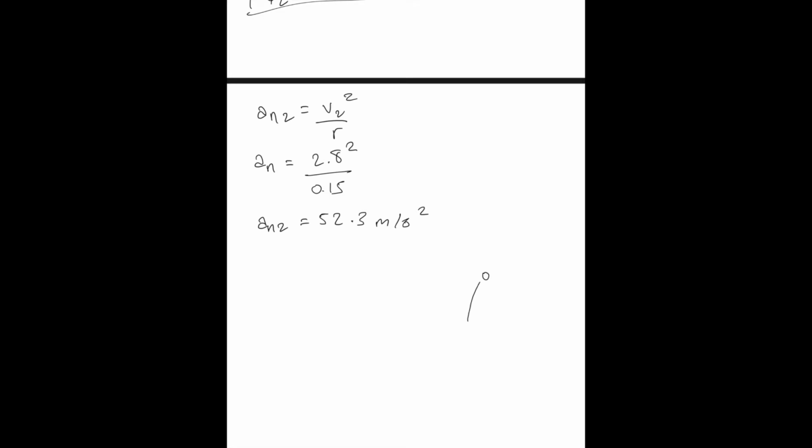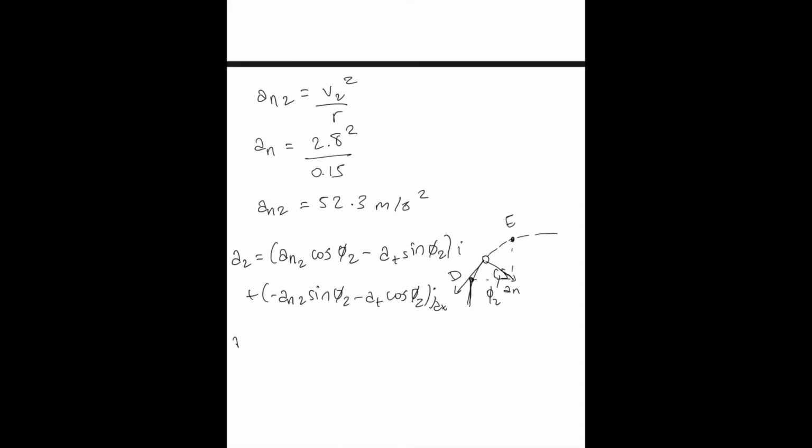This is the ball. And this is E. This is D. AT is going to be pointing this way. AN is going to be pointing this way. We know that this is phi 2.